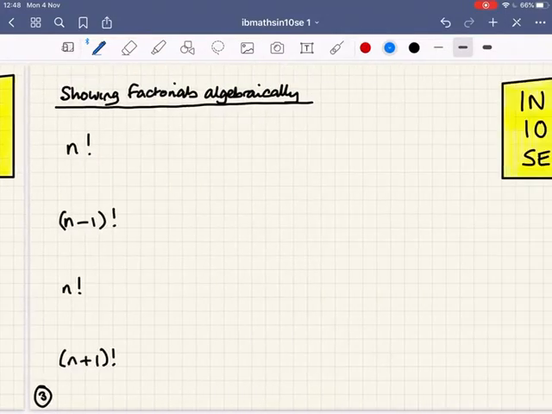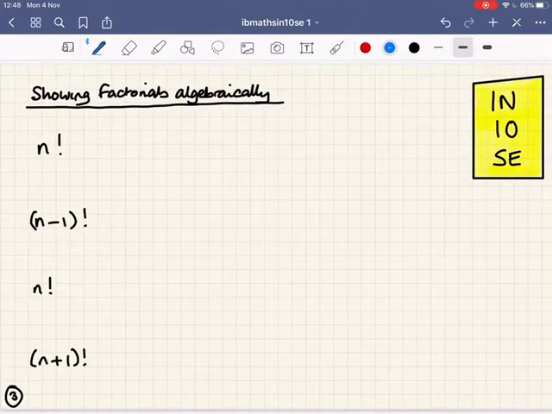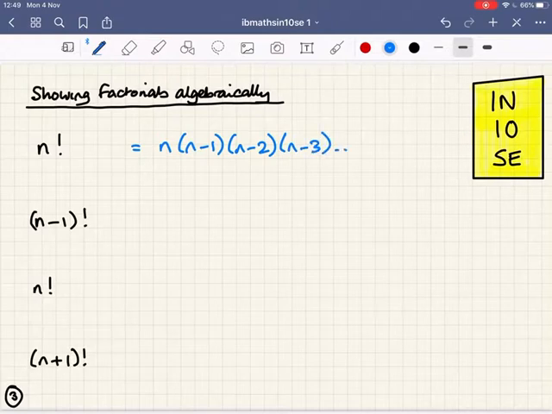Now, what comes next? Well, we might want to show factorials algebraically, this time not showing new numbers but showing them algebraically. So n factorial follows the same idea as 5 factorial. It's just going to be n times 1 less than n, which is n minus 1, times 1 less than that, which is n minus 2, 1 less than that, n minus 3. But of course we don't know where this finishes because it could be any value for n. We just know that it will end up with 1.